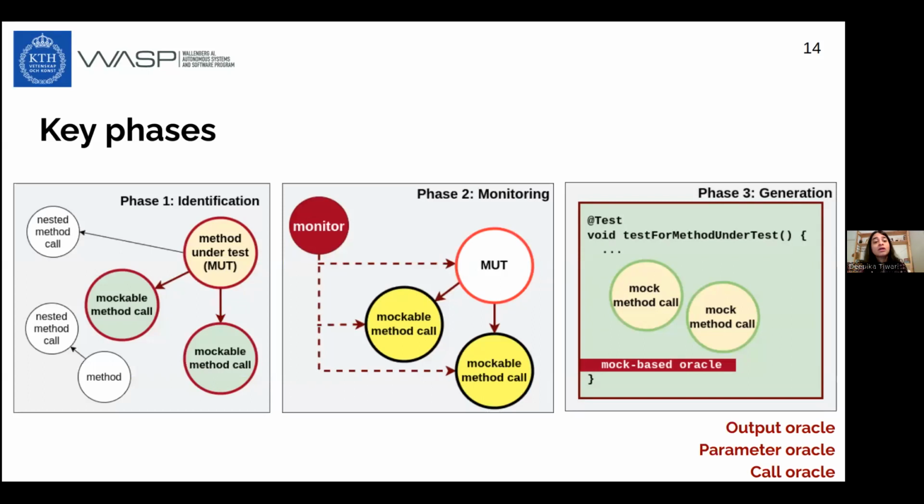So quick recap. RIC first identifies MUTs and mockable method calls within the application. Then, as the application executes in production, RIC collects data corresponding to the invocations of MUTs and mockable method calls. And finally, it uses this data to generate unit tests with mocks, stubs, and mock-based oracles.